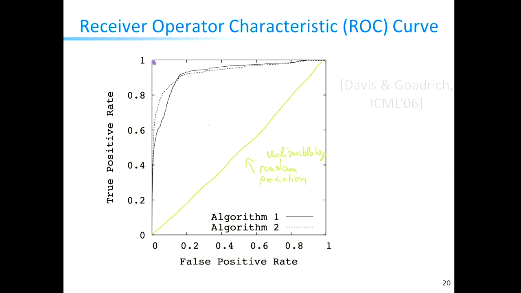So everything that's up here is good. You want to be in the top left corner. And if you're down here, close to the diagonal, then you're no better off than random guessing.